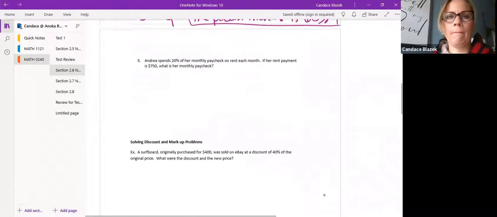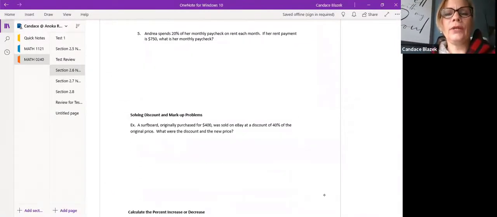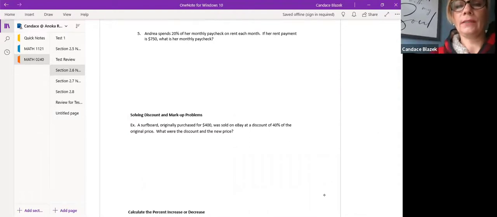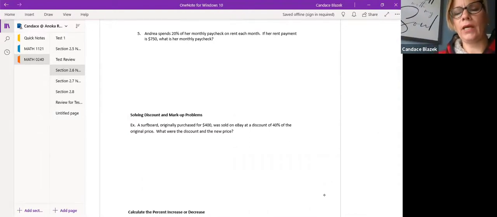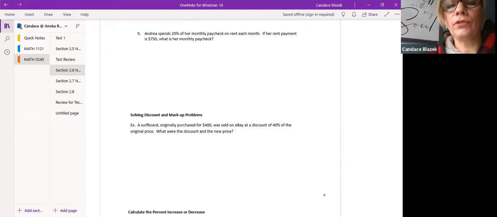All right, let's continue with another word problem. So Andrea spends 20% of her monthly paycheck on rent each month. If her rent payment is $750, what is her monthly paycheck? So what are we looking for? That's the first thing, we have to understand the problem. We are looking for X, the amount of her monthly paycheck.